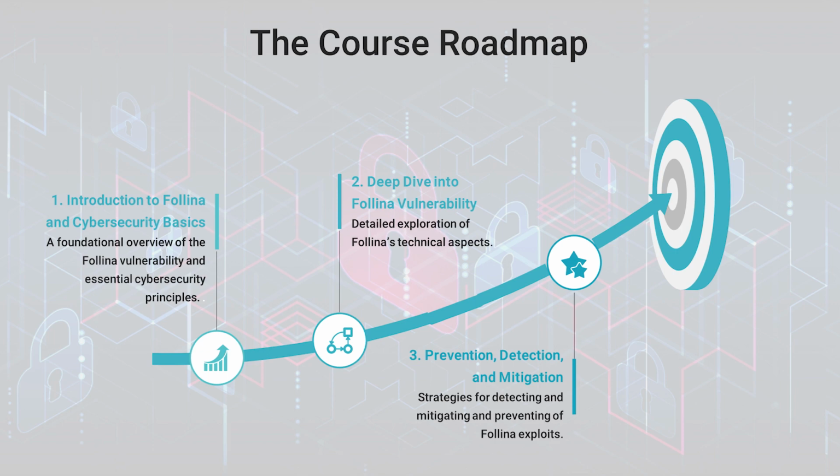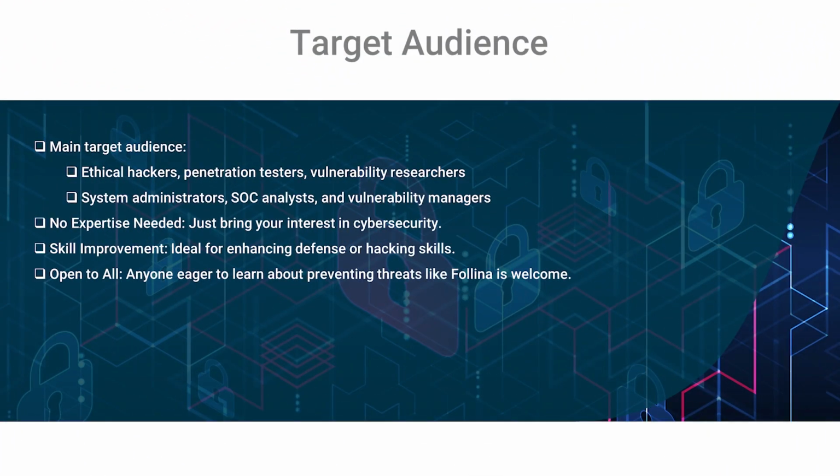Section 3, we focus on detection and prevention strategies. You will learn how to scan for vulnerabilities, identify signs of Follina exploitation, and implement effective mitigation and protection measures. This section is crucial for those looking to improve cybersecurity practices, offering lessons on documenting findings and enhancing resilience against similar vulnerabilities.